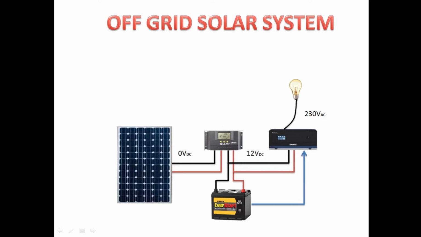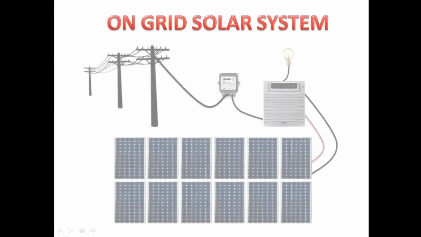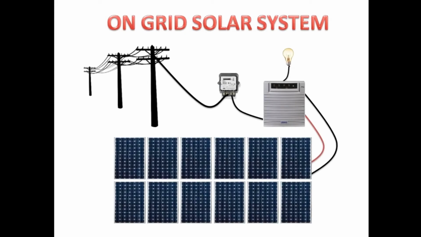Off-grid solar PV system. Off-grid systems work independently of the grid but have batteries which can store the solar power generated by the system. The system usually consists of solar panels, battery, charge controller, grid box, inverter, mounting structure and balance of systems.